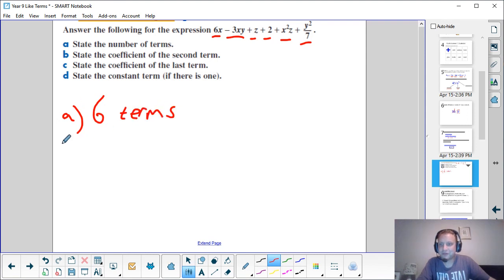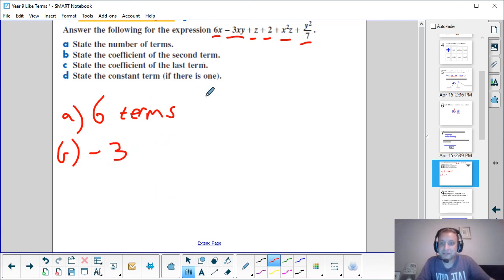They then ask us to find the coefficient of the second term. You'll have it written in your glossary that the coefficient is the number part of your term. It's the number in front of the variable. So the coefficient of the second term, the second one is here. And we're just looking for the number in front of that. And it's not 3. There is a negative there. Negative 3 is a different number than 3. So the coefficient of the second term is negative 3.